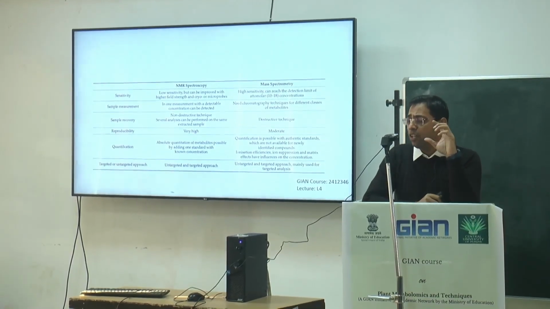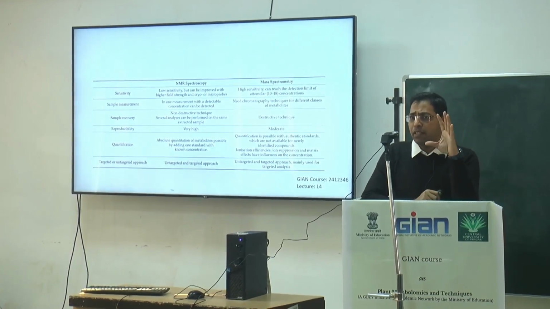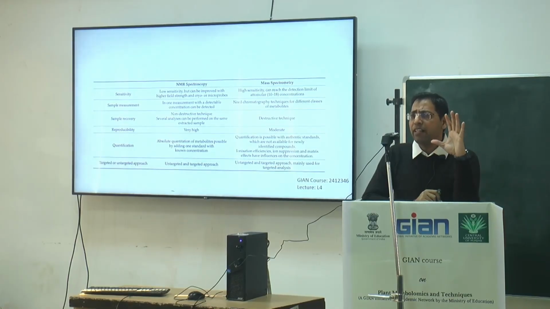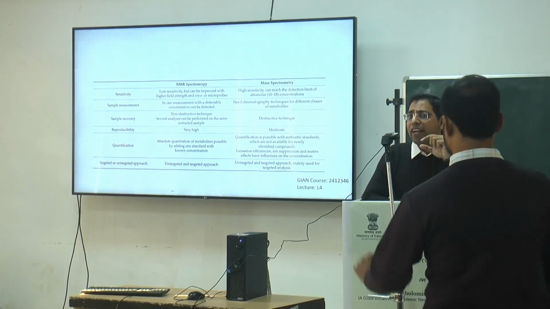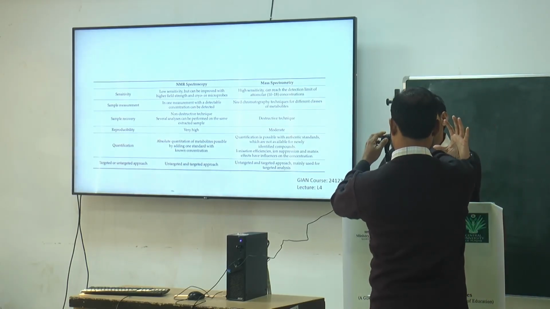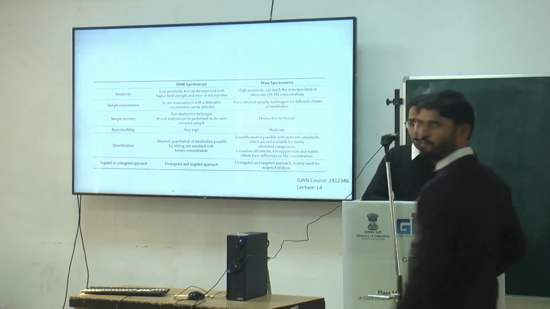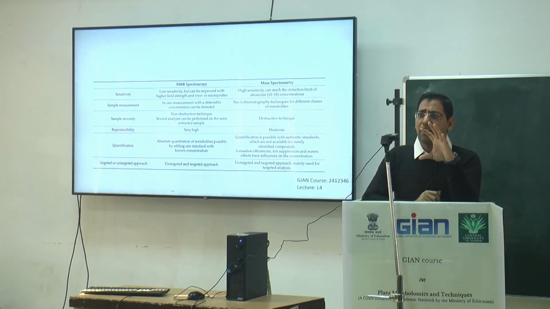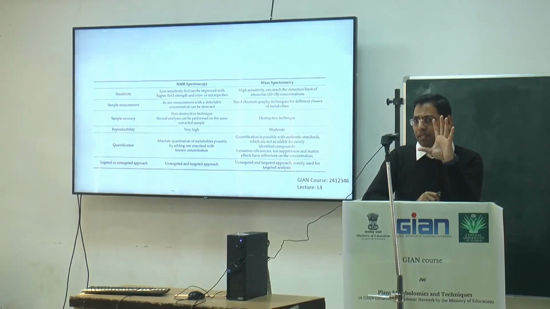And you are using a small amount of the cell. They are not separated. They are using different techniques, in which the different electronic environments are giving the resonance. So the techniques that are used to harvest the information in NMR are totally different from LC-MS.